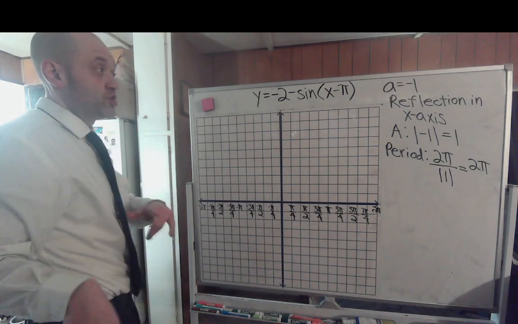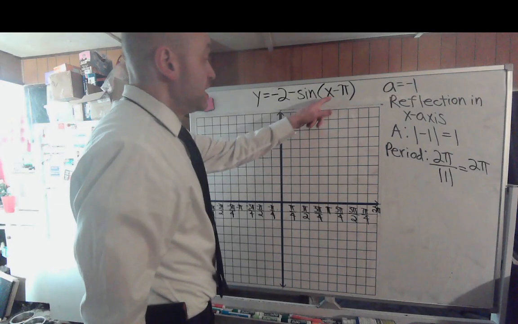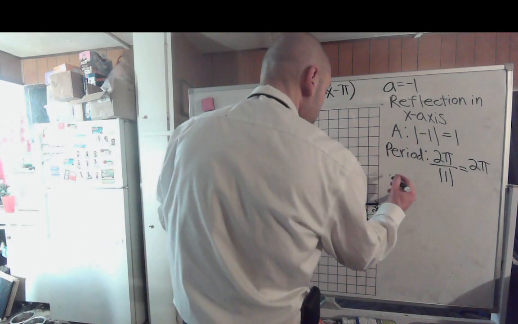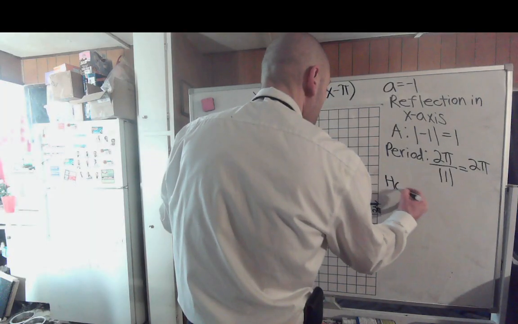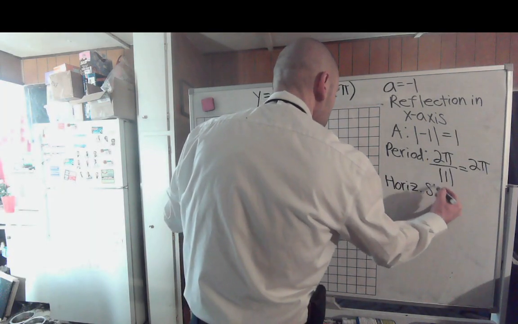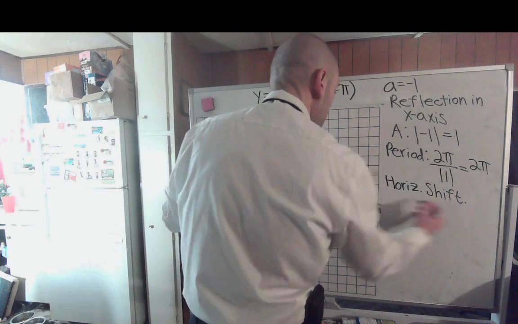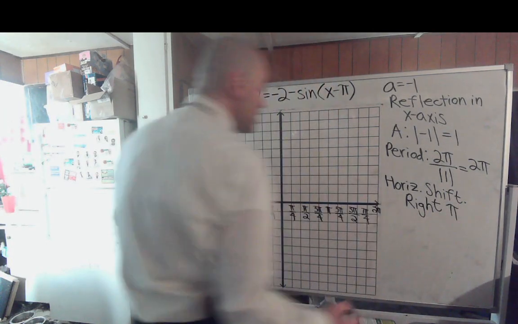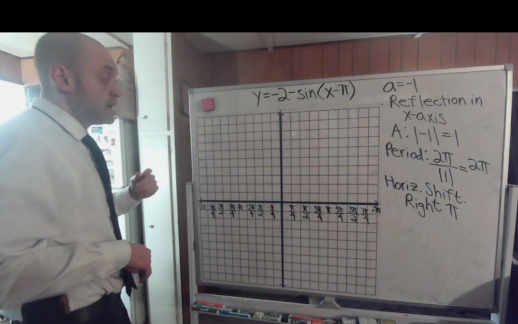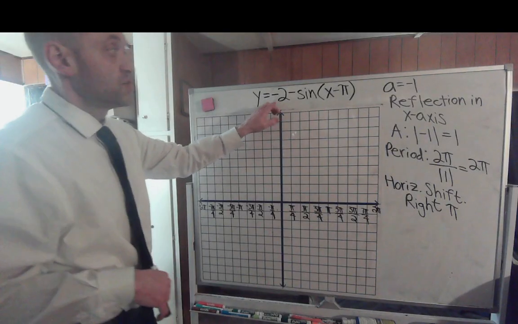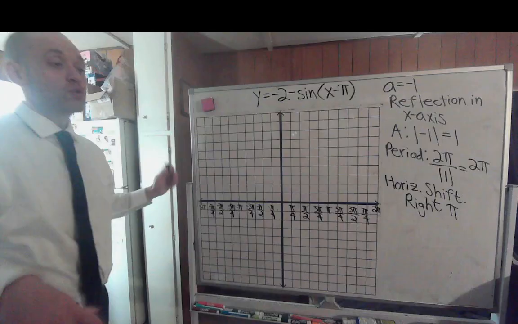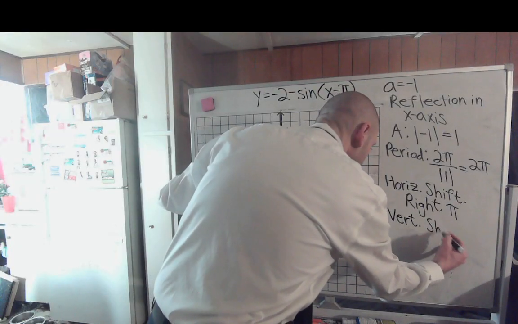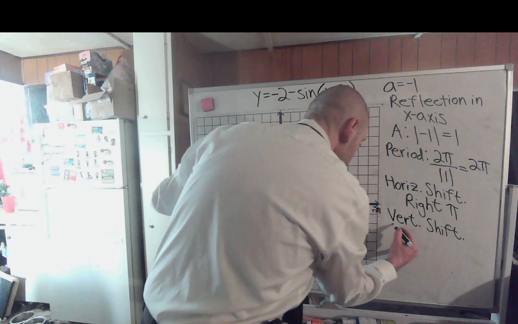Now, also look at your parentheses because you have x minus pi. That means you're actually going to shift to the right pi units. So this is a horizontal shift, right pi units. All right, now let's look at what's outside of this. You also have a -2, right? Which means you're going to vertically shift down 2 units. So we have a vertical shift down 2.